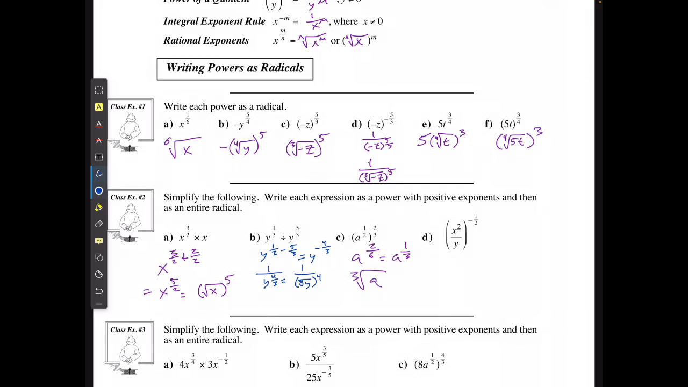For example D, I'm going to get rid of the negative exponent first. So I'm going to take the reciprocal and say that y goes on the top and x squared goes on the bottom. And these are to the power of 1/2, which means that I'm going to have y to the 1/2, and x squared times 1/2 is going to be 2 over 2, or just x. And then say that's going to be the same as the square root of y over x.